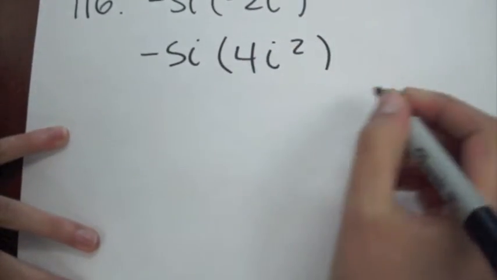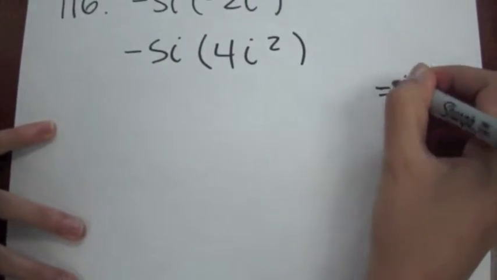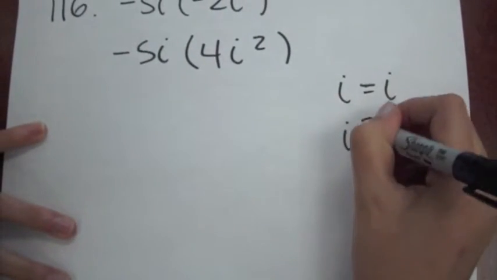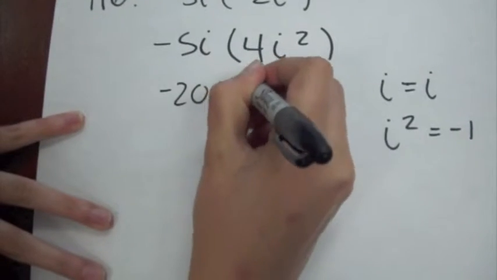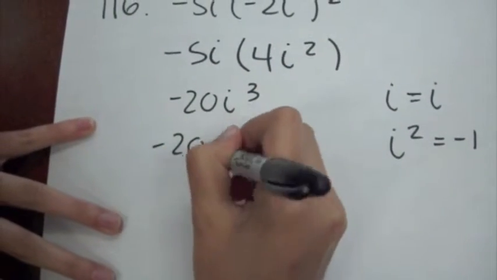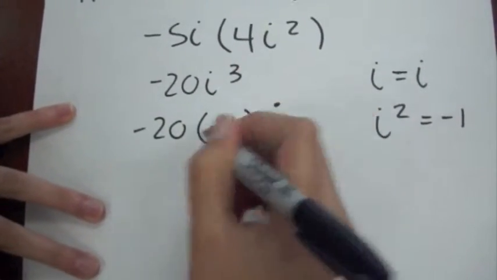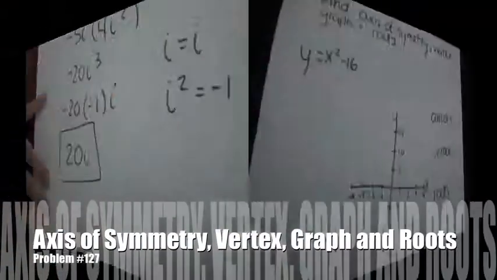First, you need to square the parentheses. i squared equals negative 1. Now multiply the outside with the parentheses. Replace i with values. Multiply, your answer is 20i.